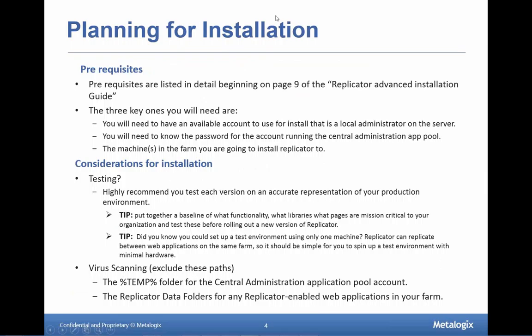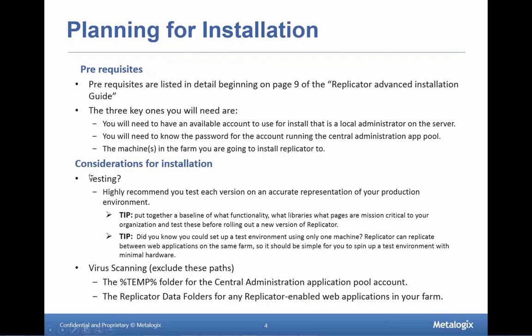So, planning for install. Some of the prerequisites, and of course all of these prereqs are listed in detail in the advanced install guide that I talked about. Three of the key ones, though, that are the most common: you're going to have an available administration account to use for the install, and that account has to be a local admin on that server. You're also going to need to know the password for the account running the central admin app pool. That's who our engine runs as as well, so you're going to need that password when you're doing your install.